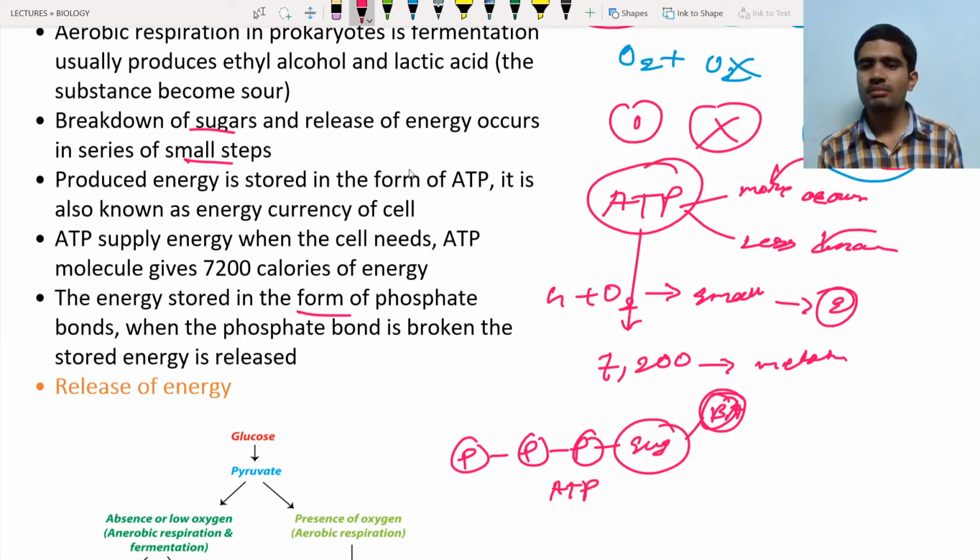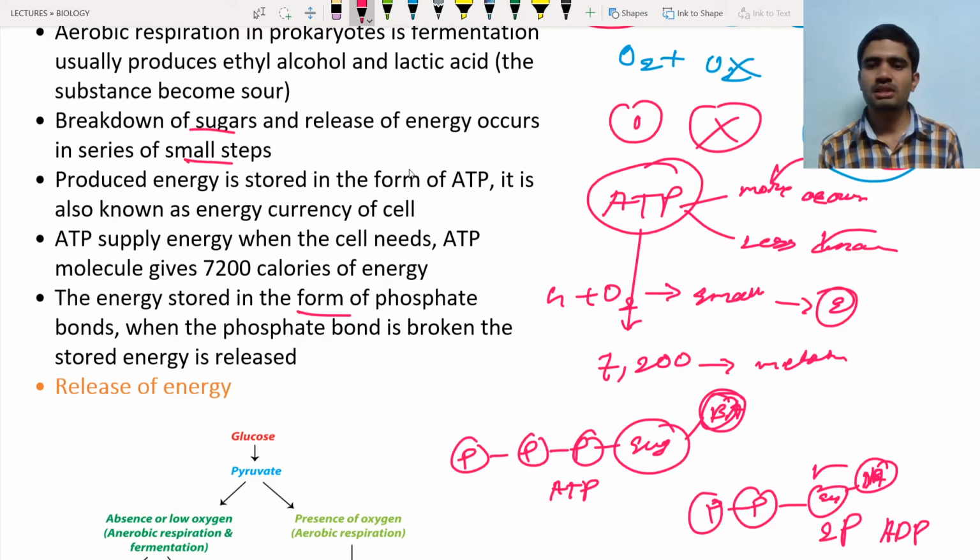Okay, what about ADP? The same: sugar, nitrogen base, that is adenosine base, and also 2 phosphates are present. Why? Because it is ADP. ADP means adenosine diphosphate, where di means 2. So only 2 phosphates are present, hence it is known as ADP.